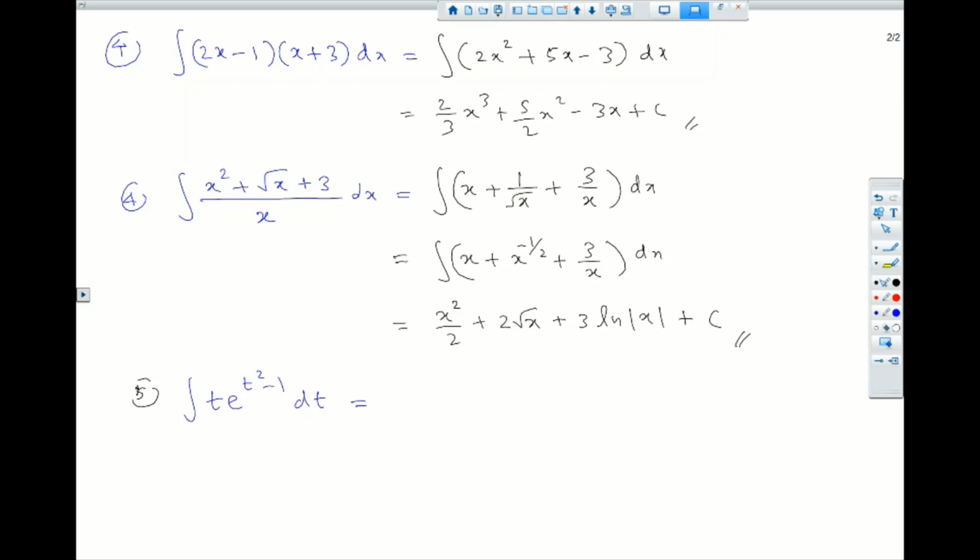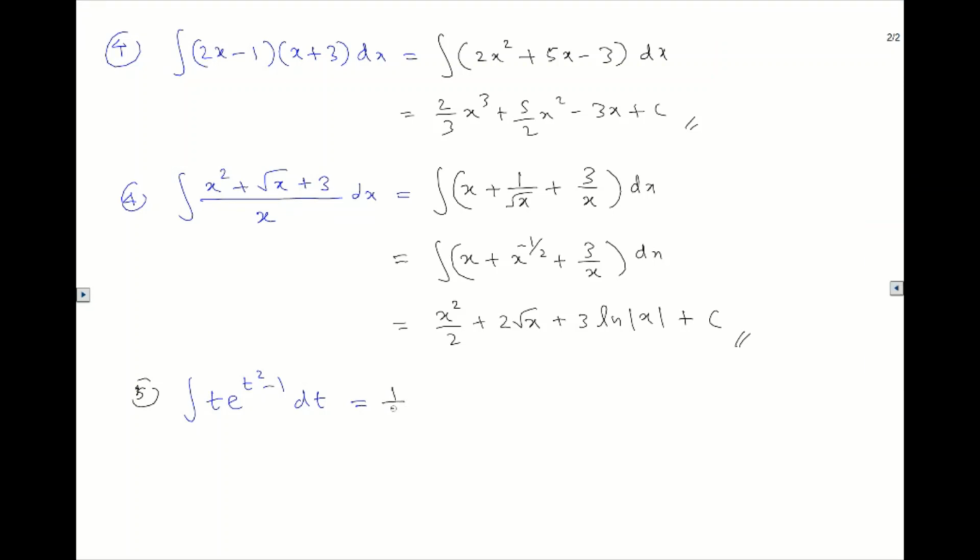So what we're going to do, we're going to try to create the derivative in front. That means we're going to divide and multiply by 2. So it is 2t e to the t squared minus 1. Now you can see that 2t is the derivative of t squared minus 1, so we can just use the formula, or this is one of the 4 formula situations. So 1/2 e to the t squared minus 1 plus c.